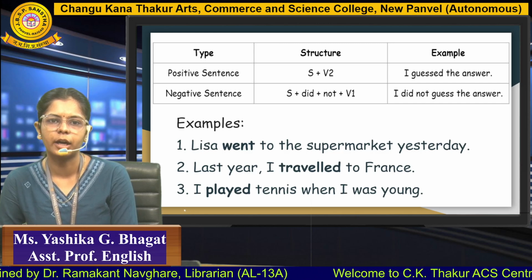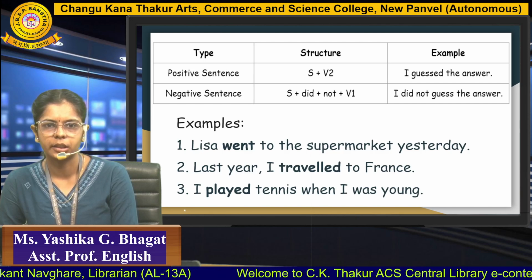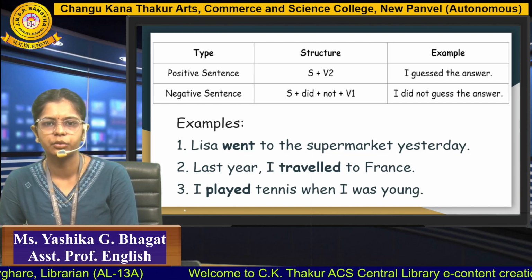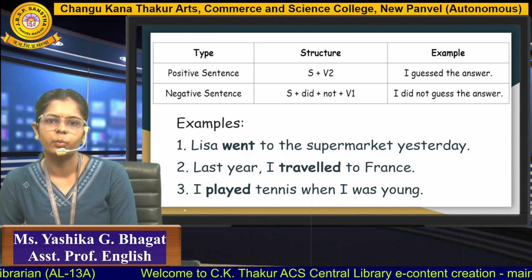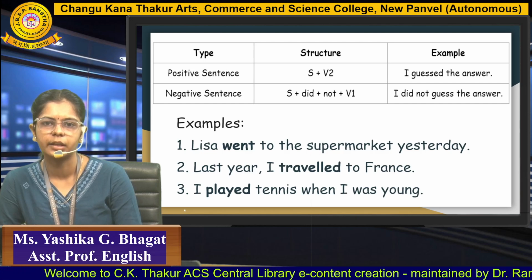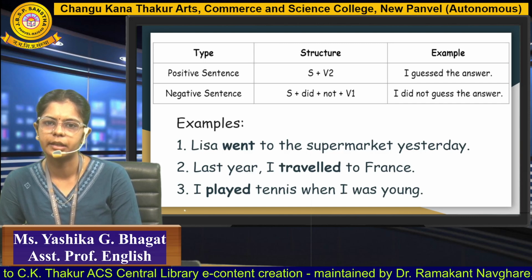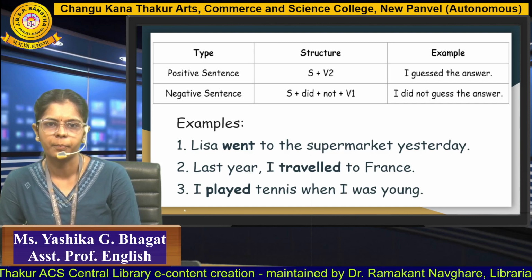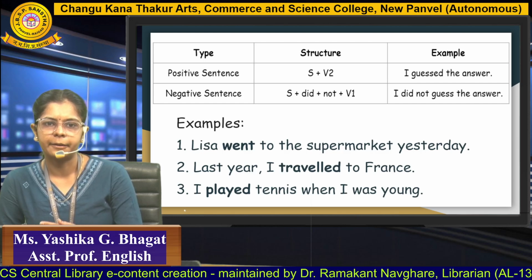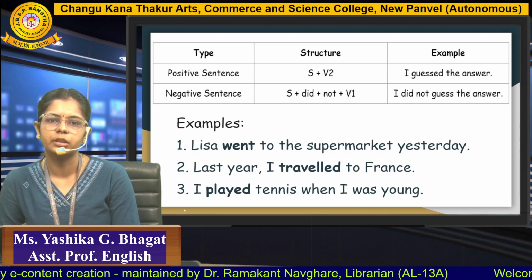Let us have a look at a few more examples. Lisa went to the supermarket yesterday. Last year, I traveled to France. I played tennis when I was young. In all the three sentences, you can see the actions are taking place in the past: yesterday, last year, and in the third sentence, there is no mention of the time. Went, traveled, and played. In all the three sentences, the verbs are used in the second form.